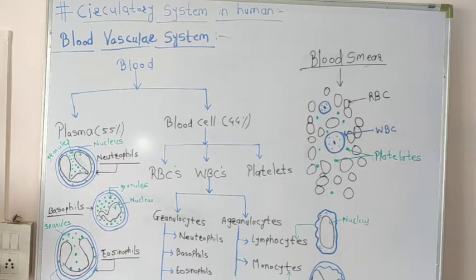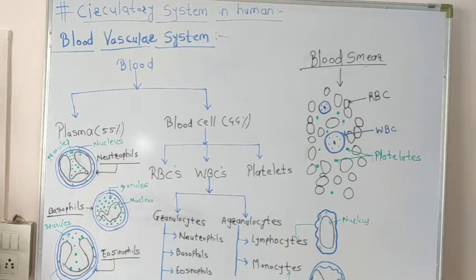So the main function of the RBC is that it helps in the transport of oxygen and carbon dioxide in respiration. Along with that, it also maintains the pH of the blood and the viscosity of the blood. And blood clotting also happens because of the RBC. RBC is mainly responsible for blood clotting.